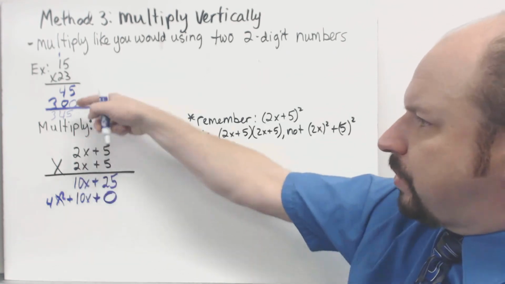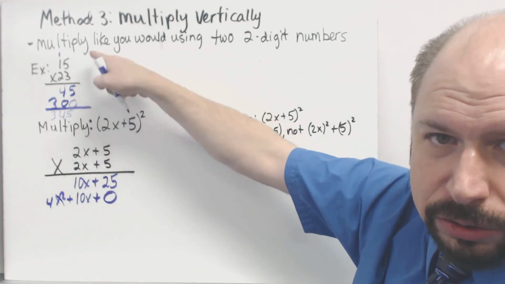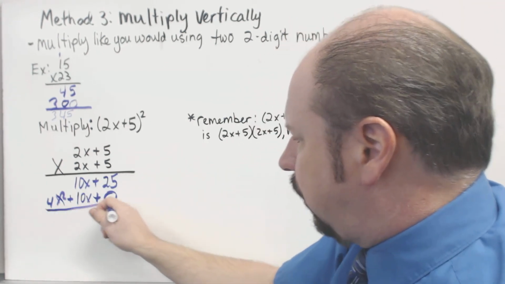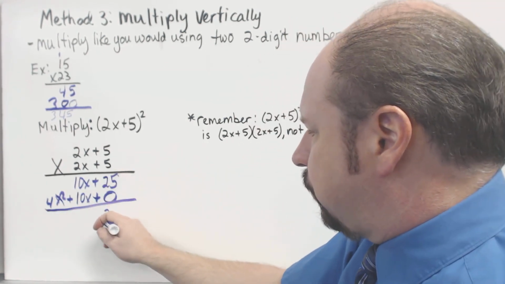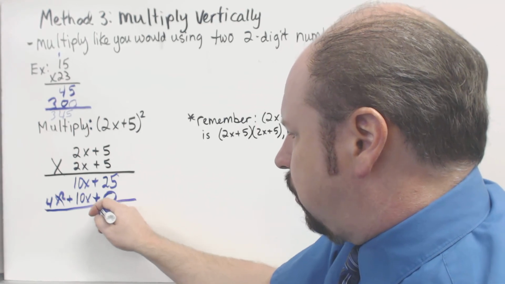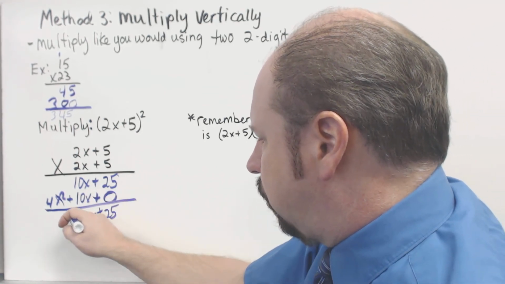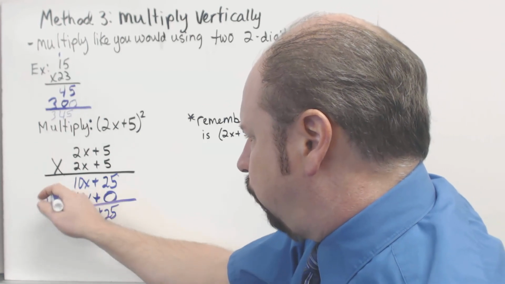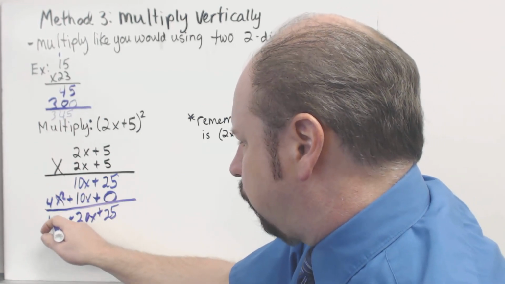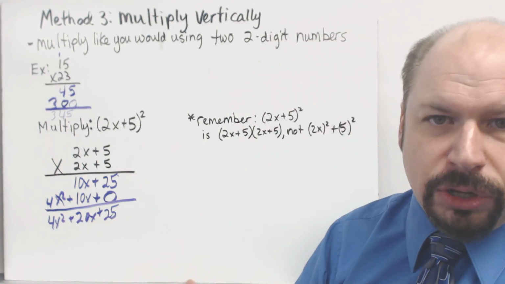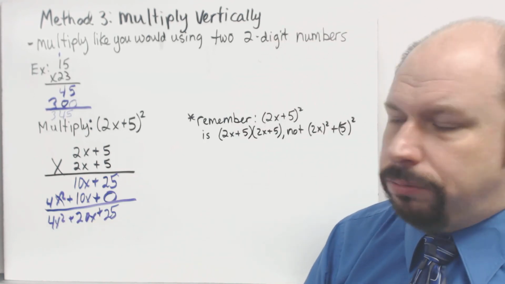Okay? And now what was the last thing we did up here? We added straight down, right? So we're going to do the same thing here. We're just going to add straight down. 25 plus 0 is 25. 10x plus 10x is 20x. And 4x squared plus 0 is just 4x squared. So we get 4x squared plus 20x plus 25. And that's it. We're done.